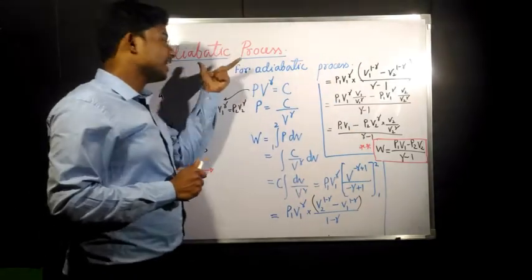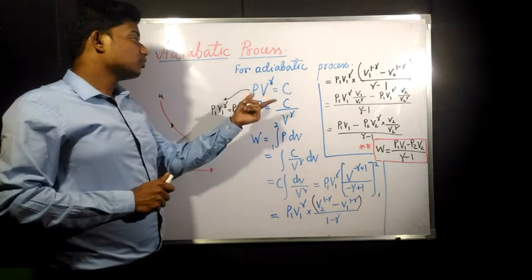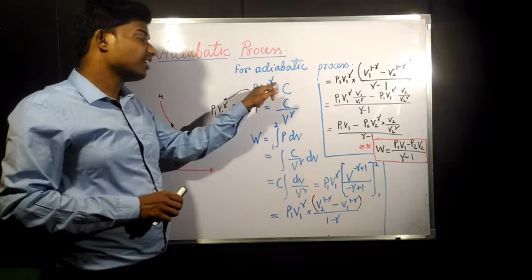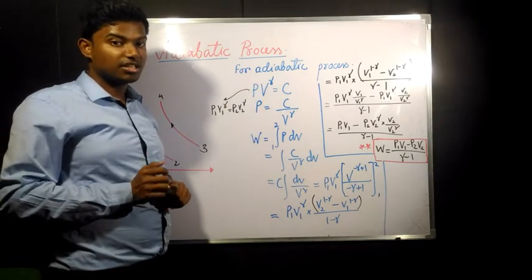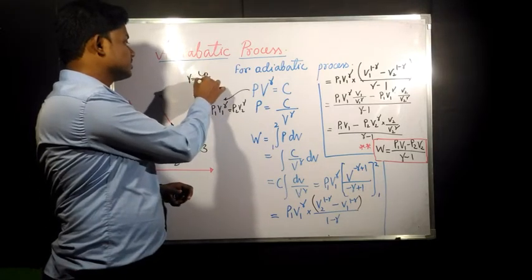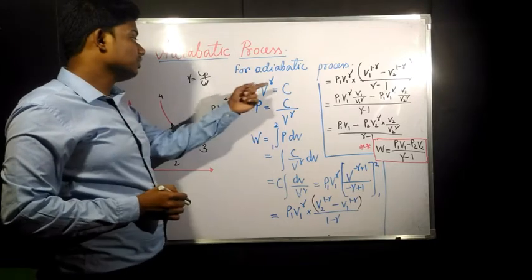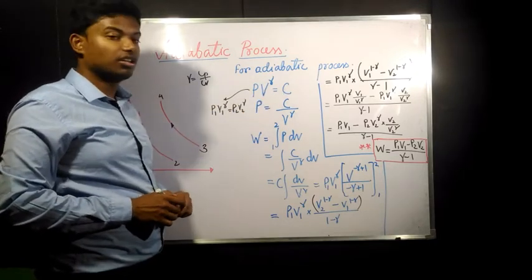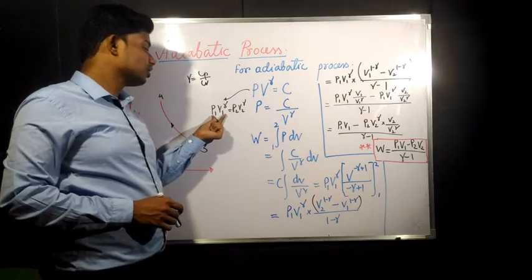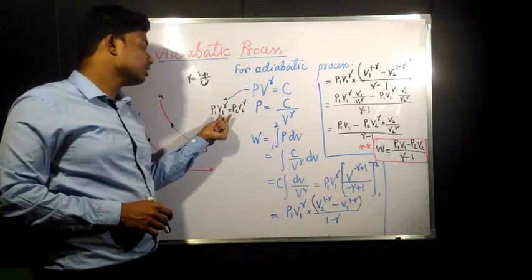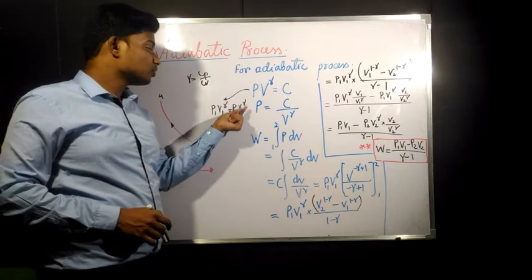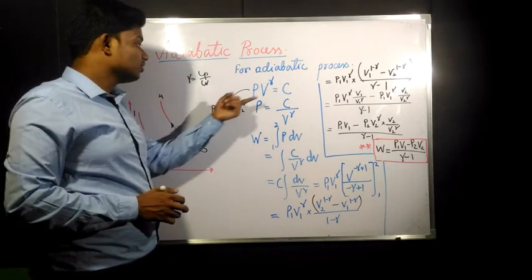Okay, the next thing is going to be the adiabatic process. For the adiabatic process, this is the equation: PV to the power gamma is equal to constant. Gamma means the ratio of specific heat at constant pressure to specific heat at constant volume. That means gamma will be equal to Cp by Cv. So PV to the power gamma is equal to constant. That means at state 1, the product of pressure and V to the power gamma is going to be the same as the product of pressure at state 2 into volume to the power gamma at state 2.